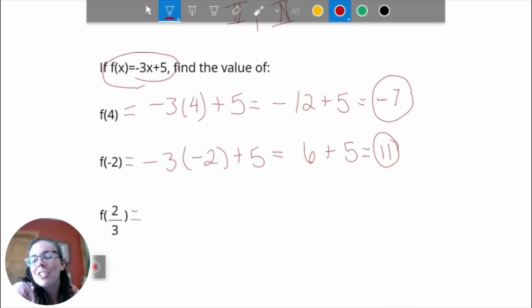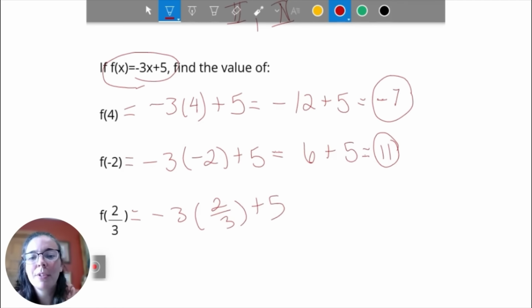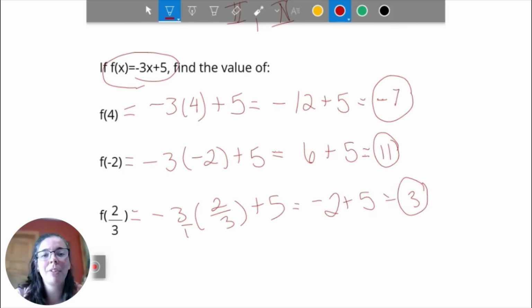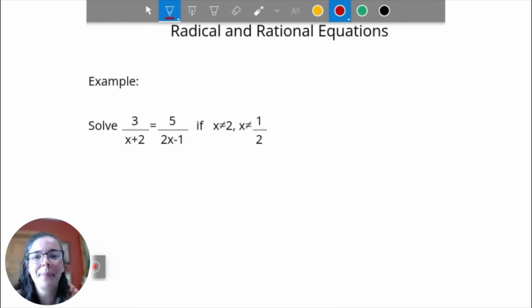And then one with a fraction, just because we all love fractions. Negative 3 times 2/3 plus 5. Well, negative 3 times 2/3, I can just multiply across the top and the bottom. Negative 3 times 2 is negative 6. Over 3 will just give me a negative 2 plus 5, which is a positive 3. Okay, so there are a few things you need to know for functions for the Accuplacer exam.